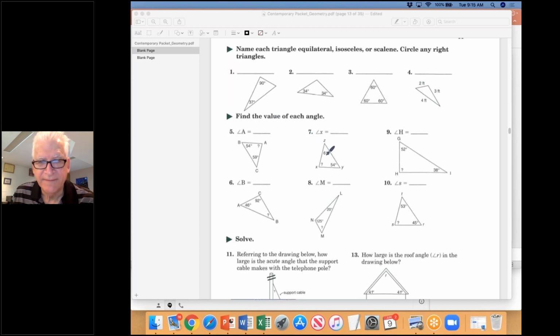Same thing here. We have 61 and 54. We'll just add those up. That's 115. So we want to subtract 180 minus 115.